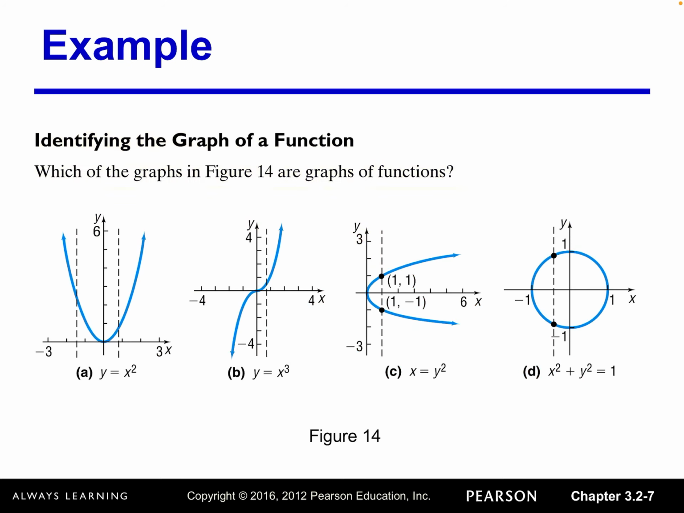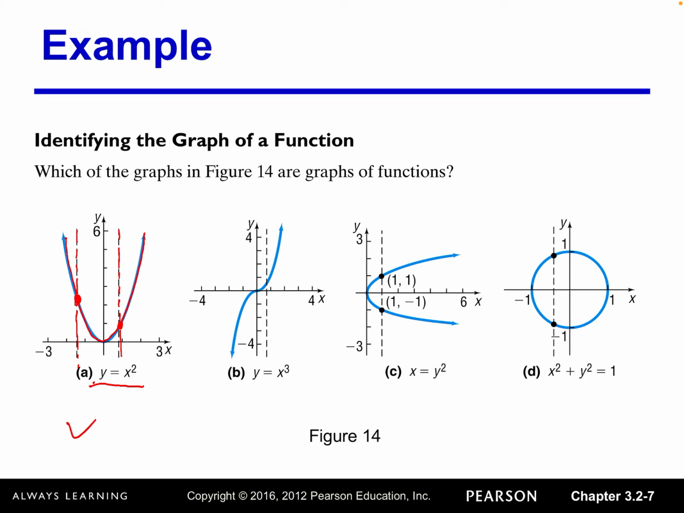So now let's look at some examples. The blue graph in A is a parabola. We want to see whether this graph is a graph of a function or not. So what can we do? We just draw a vertical line. See how many times this vertical line intercepts the graph. If it only intercepts one time, then that means this is a graph of a function. Anywhere you draw a vertical line, it only intercepts the graph one time. So A is a graph of a function.